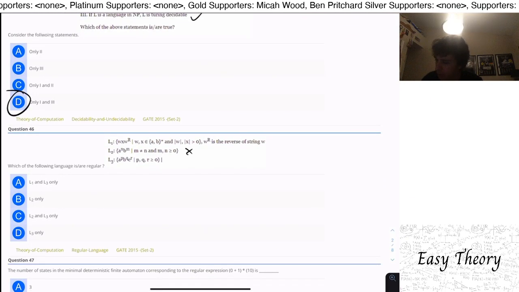L2 is not regular. I can see that immediately. L3 is regular because there's no dependence.